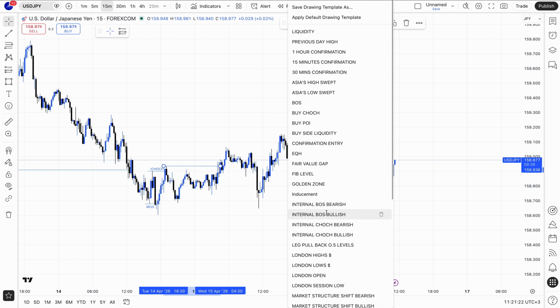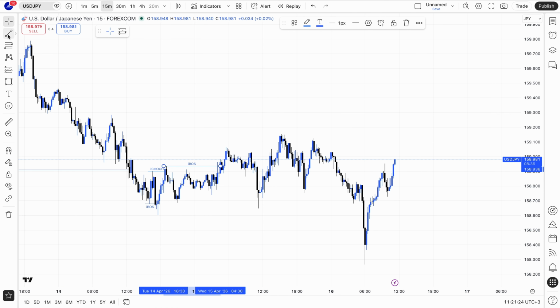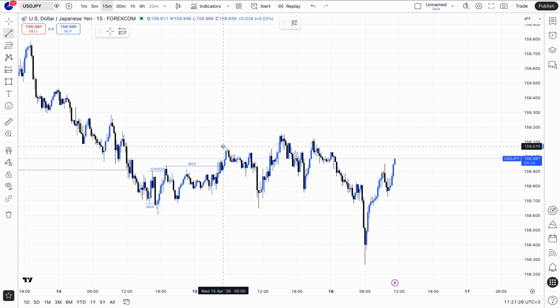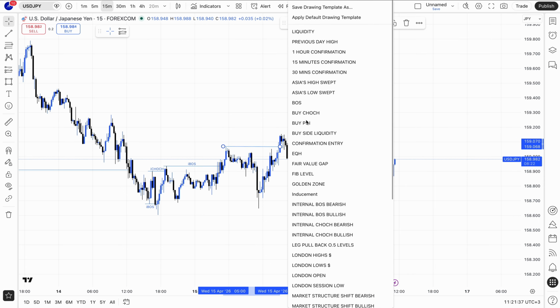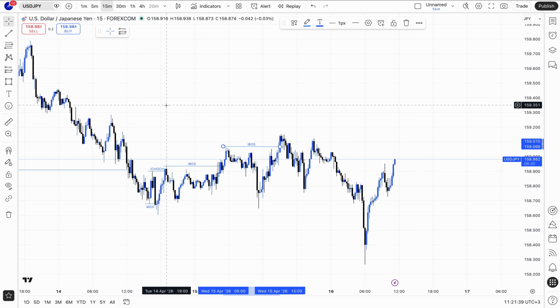Then we had our change of character to the upside, break of structure to the upside, continuation. Then we had a break of structure to the upside. Yesterday we didn't get that clean trade from here. We had a clean trade from here, but we didn't take it. Why? Because for our entry, we had to wait for the price to come back to get in. Then it just went up, and then it created another break of structure to the upside.